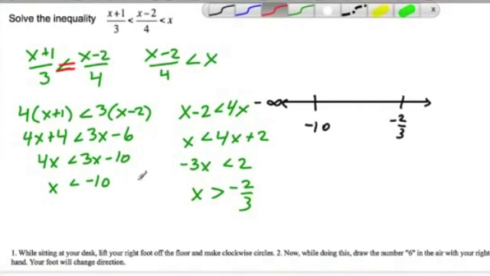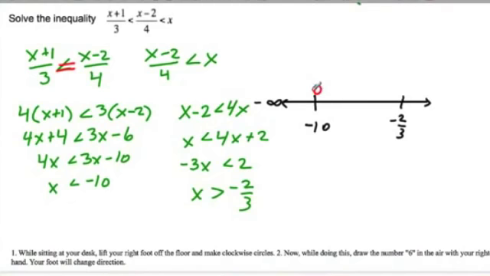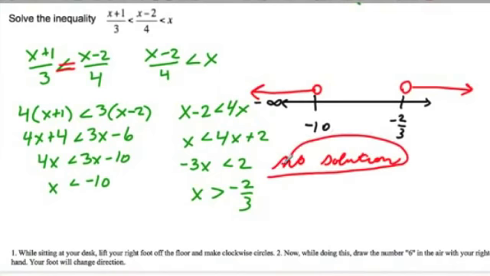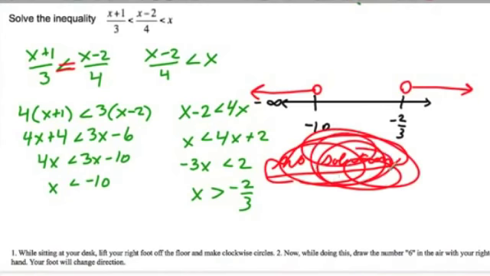My first answer, x is less than negative 10. So open circle. All my answer values are this way. X is greater than negative 2/3. So open circle this way. What we notice is that there's no real number x that's going to be less than negative 10 and greater than negative 2/3. So here we have no solution.